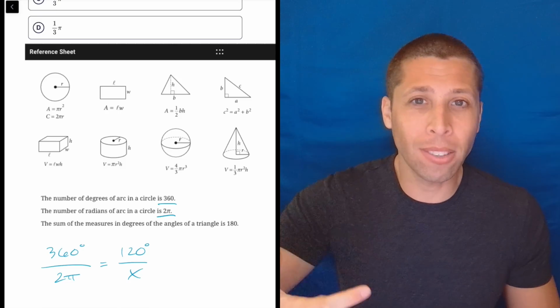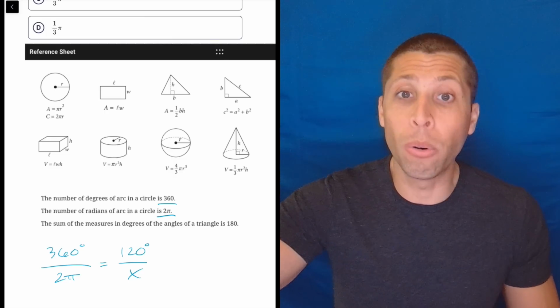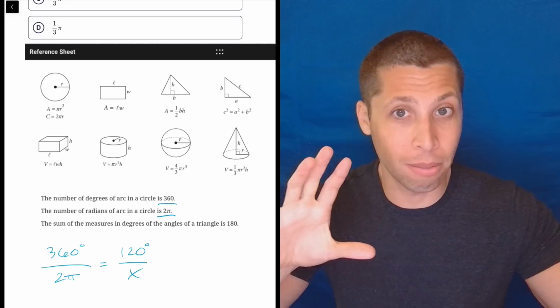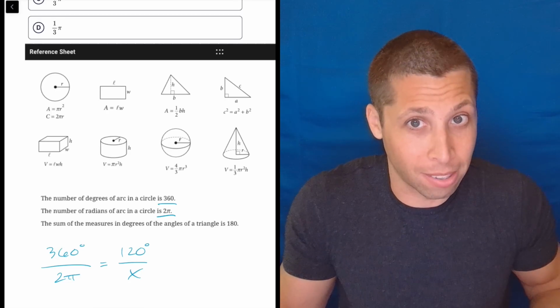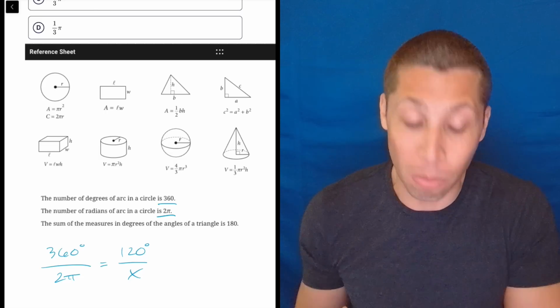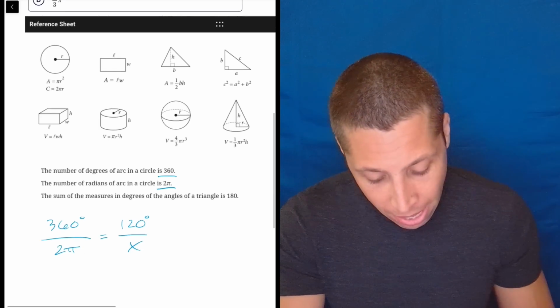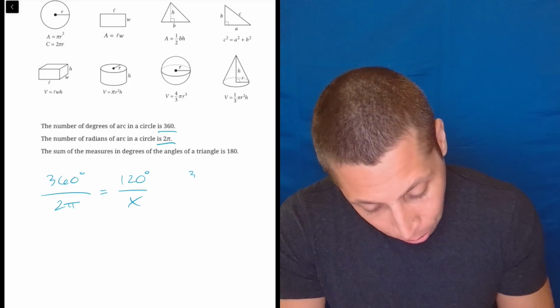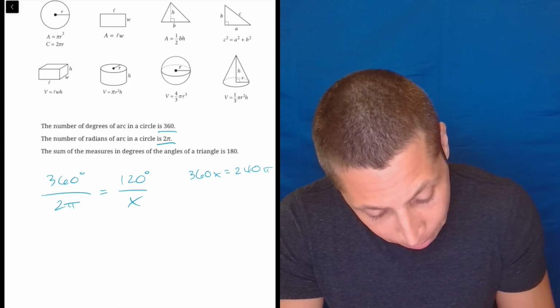So yes, there are other formulas. There are other things that you can do to memorize some basic radian measurements in degrees. Or this takes like 2 seconds and you don't have to memorize anything other than the fact that the reference sheet gives you the initial setup. Degrees over radians, 360 over 2 pi. So just cross multiply, right? So 360x is equal to 240 pi.